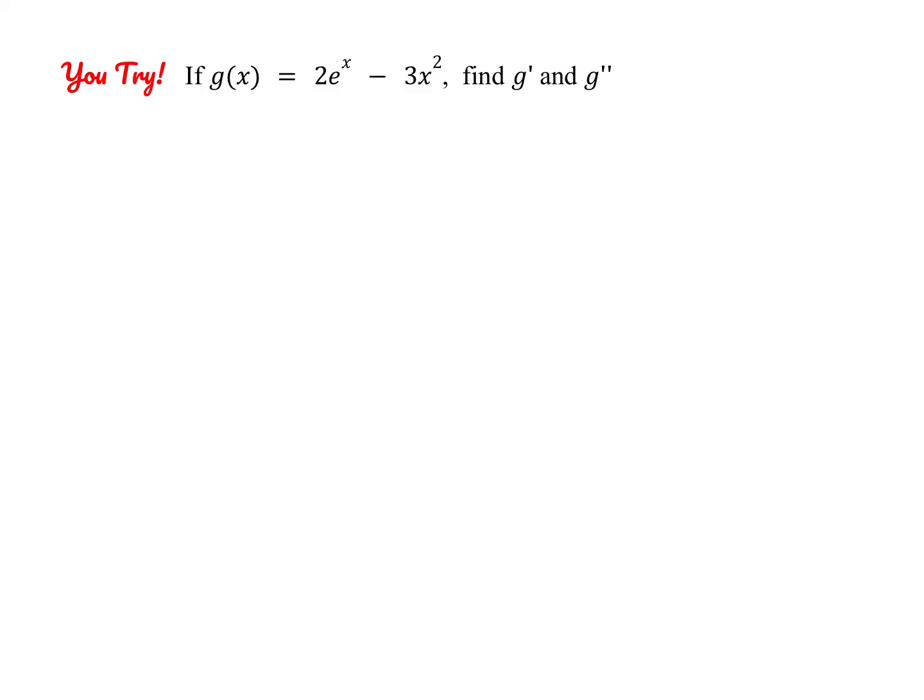All right, so go ahead and pause the video and give this one a try on your own. All right, go ahead and check your work here. Our g prime should be 2e to the x minus 6x, and then g double prime should be 2e to the x minus 6.